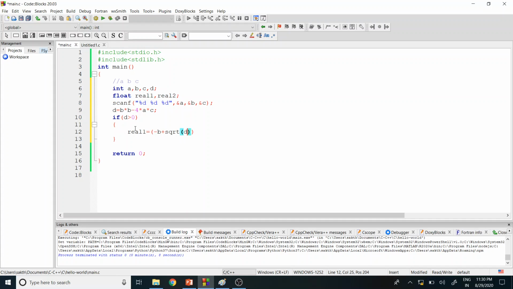So square root of b square minus 4ac. After b square minus 4ac is evaluated, we have to divide this value by 2 star a, which is the denominator. So this is for real root 1, and for real root 2 we will have a negative value instead of positive. That's the only difference between root 1 and root 2.